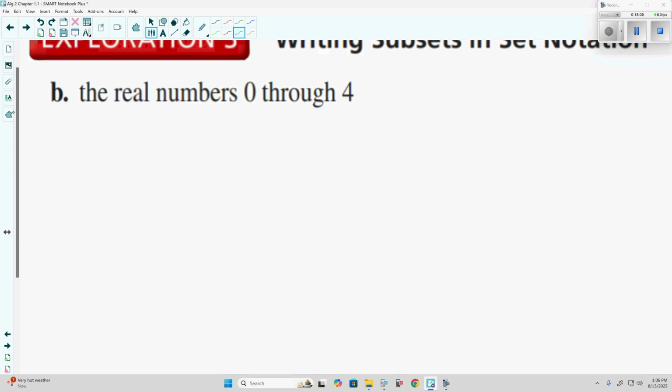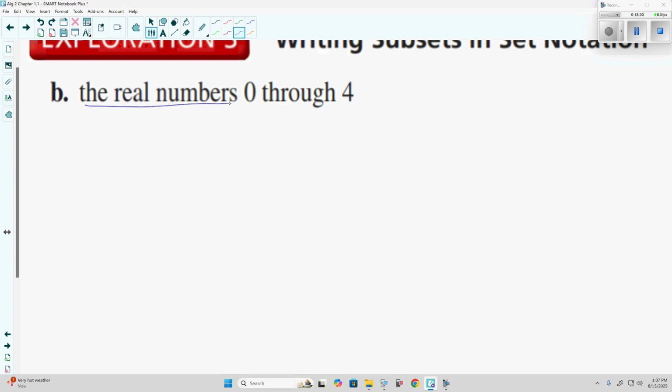Is it doable to list all the numbers from 0 to 4? No, it's not even really doable to try to write all the numbers between 0 and 1, let alone 0 to 4. So this one here, because we can't just list all of them, we're going to have to use set builder notation to really list this out.